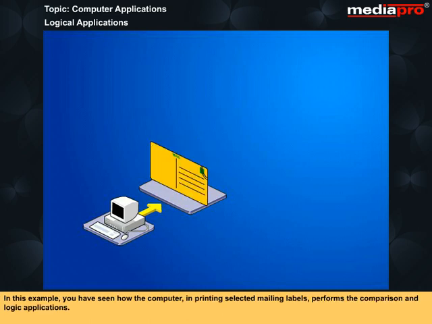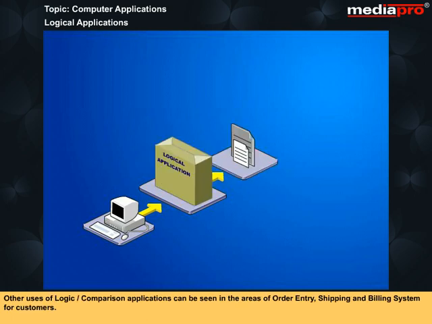In this example, you have seen how the computer in printing selected mailing labels performs the comparison and logic applications. Other uses of logic or comparison applications can be seen in the areas of order entry, shipping, and billing system for customers.